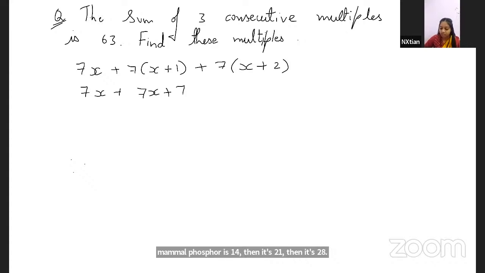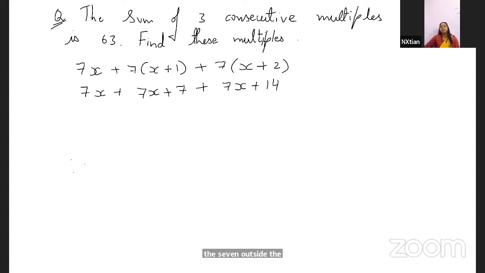Ma'am, I did a different method. What, Edric? I did this method, ma'am. Sorry, I forgot that the 7 outside the bracket will be multiplied. I added it instead. Since I have put it out of the bracket, the whole thing, x plus 1, will be multiplied by 7.